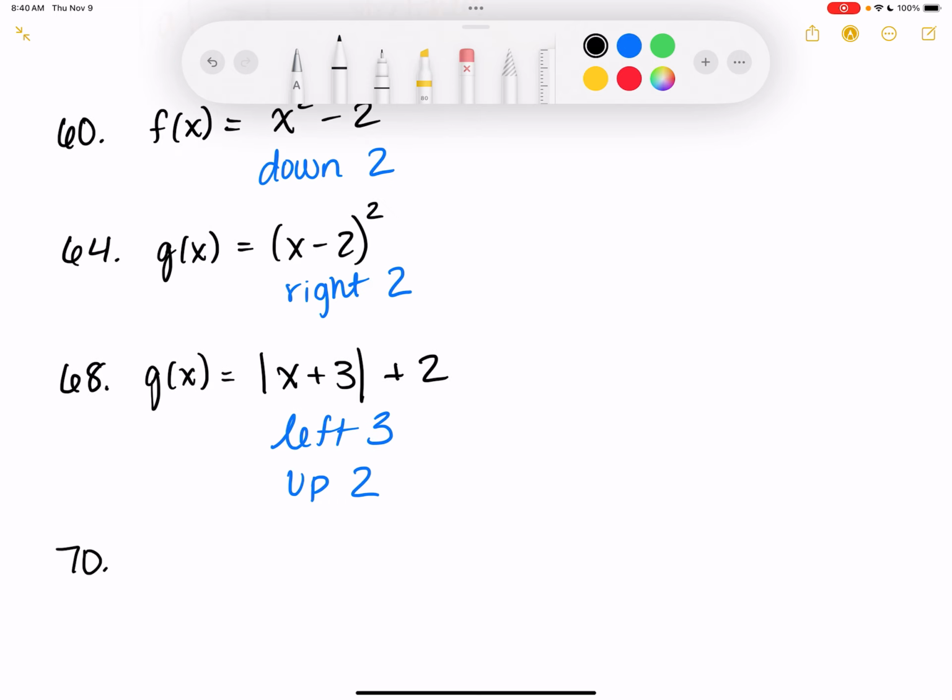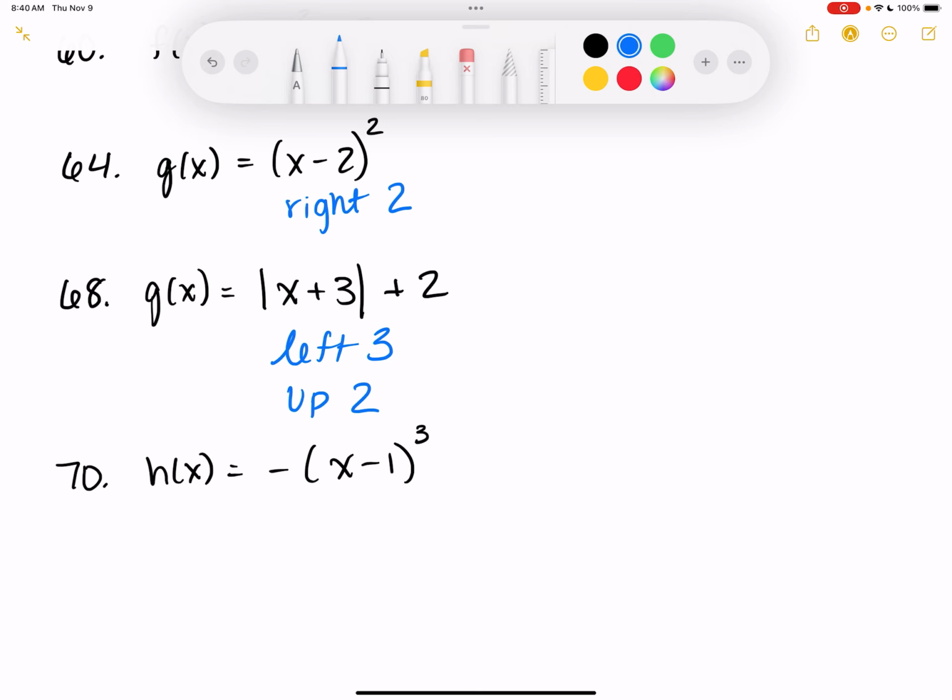We've got h of x is equal to negative, and then parentheses x minus 1 cubed. So I'm going to see if y'all can tell me what's happening in this one. Left. No. Right one. Right one is opposite the direction of the sign, and what else? This one we haven't had an example of yet. What does that negative out front tell me to do? It's reflected.